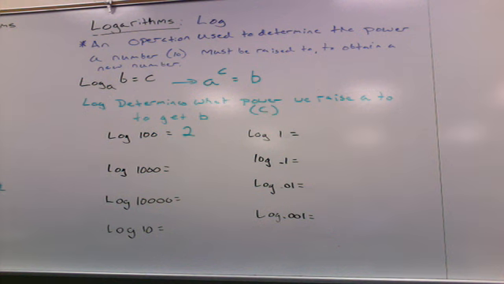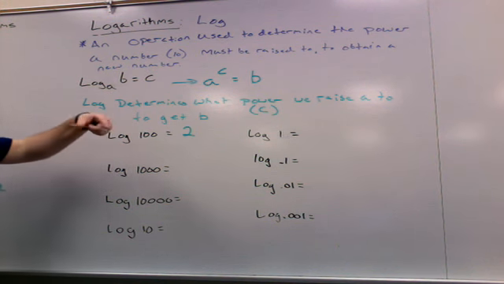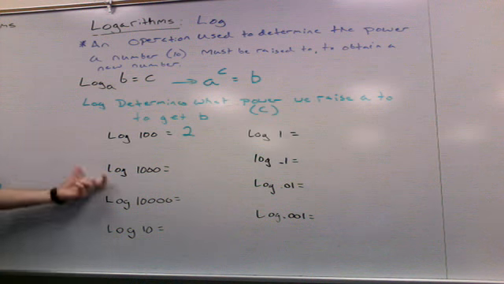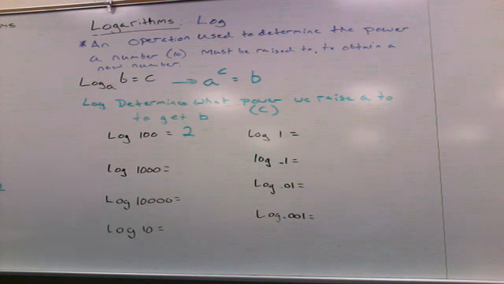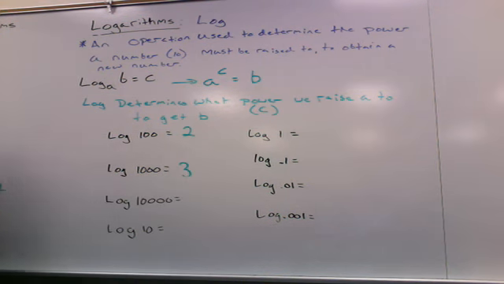So what we did over here with 10 to the second, 10 to the third, 10 to the fourth, that ties into these logs right here, because that's how log and 10 to the power work. They kind of work back and forth. Log of 100 figures out what power we raise 10 to get 100. Log of 1,000, what power we raise 10 to get 1,000? 3.